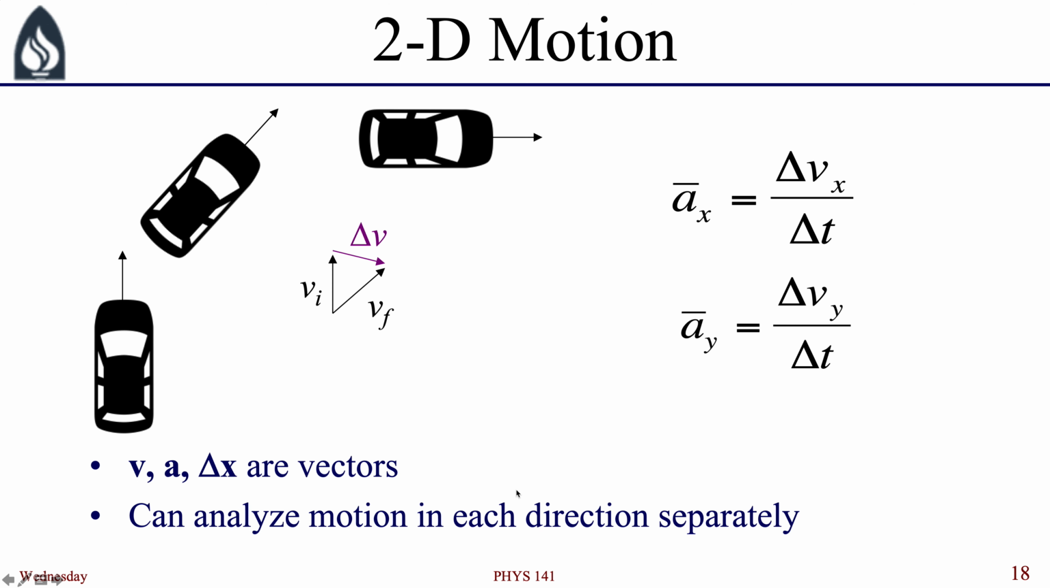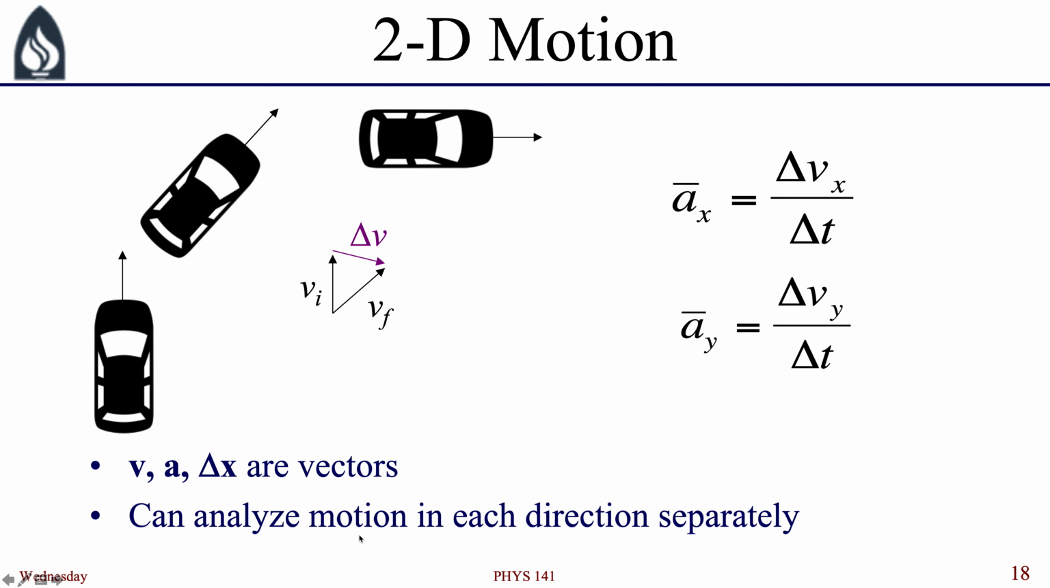So two-dimensional motion can look quite complicated because you have an object that's moving in maybe an X and a Y direction. Well, it turns out that analyzing this motion is actually simpler than it first appears, because often we can split the motion up into components and analyze the motion in each direction separately.